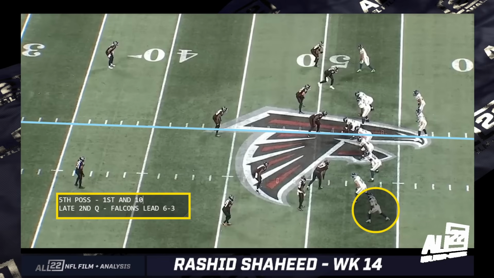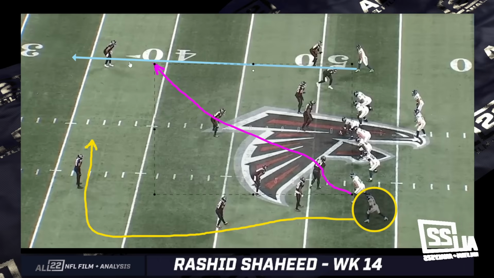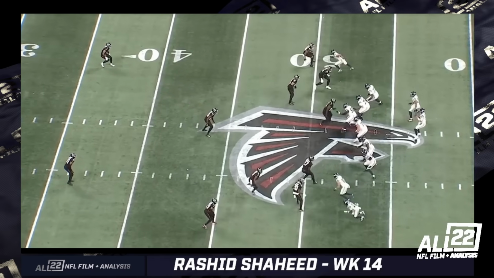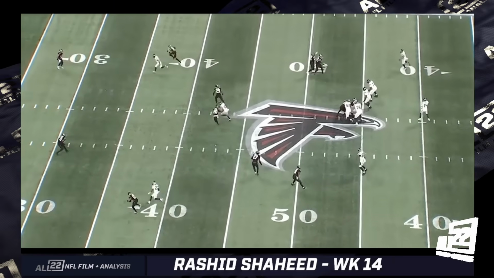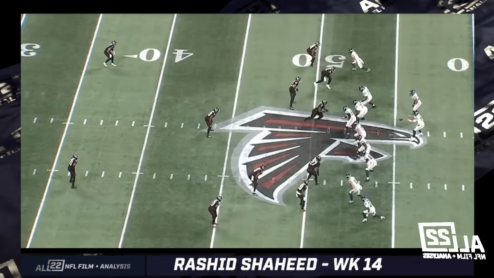But in any case, the clear-out routes are really Kupp running over the middle, and then JSN, the vertical from the top side. Shaheed's route is contingent upon the middle of the field being open. I would just call it a dig, really. And so what I mean is, this is Kupp's route.